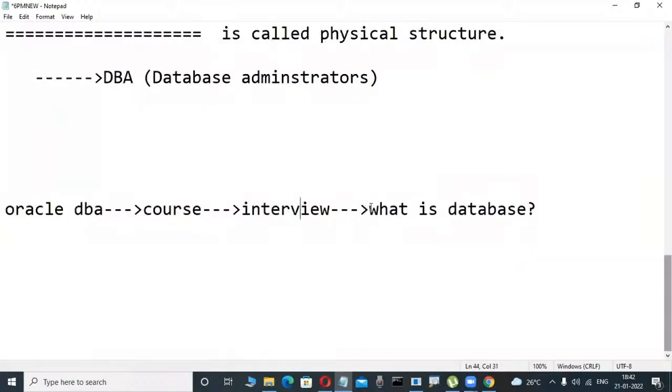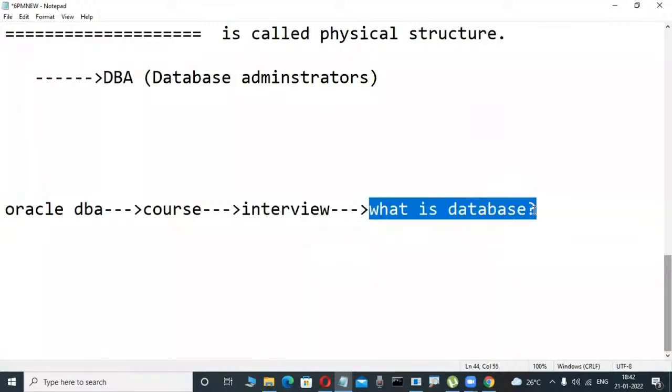That's why, when an interviewer asks a DBA what a database is, if I say as a DBA programmer that it is a place which stores a structured collection of data, that is the wrong answer. That is the logical side. I am not talking about that only. I am talking about the physical side.